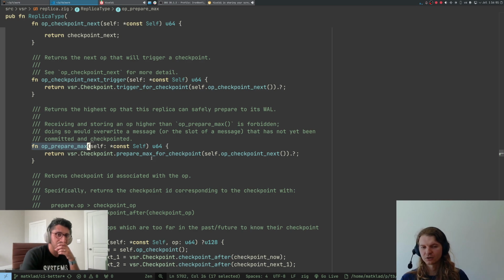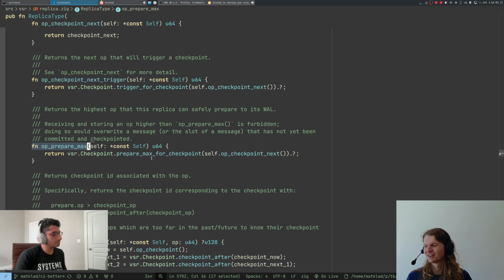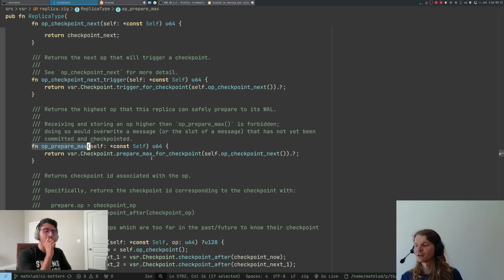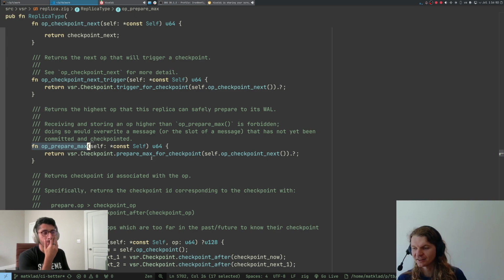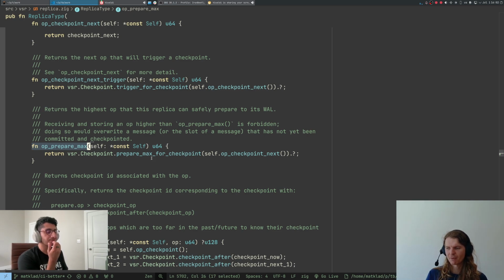I think it might be useful to think about the case of partial connectivity. Let's say that you can talk to the primary and only the primary, which obviously means that you aren't going to collect a quorum of replicas, because you only talk to a primary. But the primary actually can collect a quorum of replicas, and the primary can advance past this op prepare max.